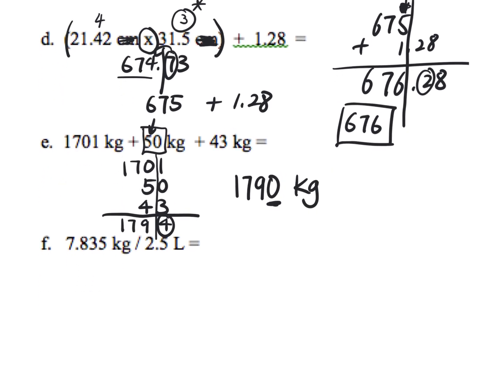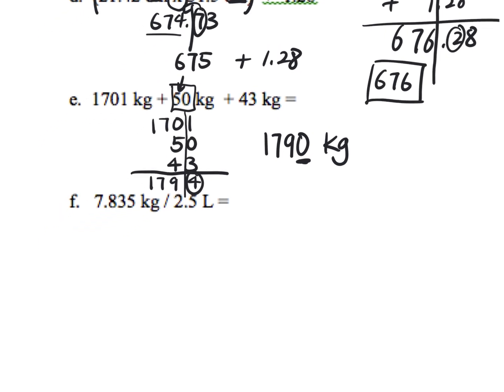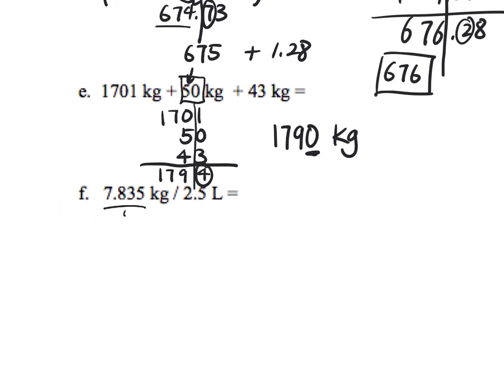Okay, next one. Are we ready? So we have a 4 sig fig divided by a 2 sig fig. How many sig figs do we need? 2. Okay, I'm almost losing my voice. 7.835 divided by 2.5. So my calculator tells me it's 3.134. The unit is kilogram per liter.